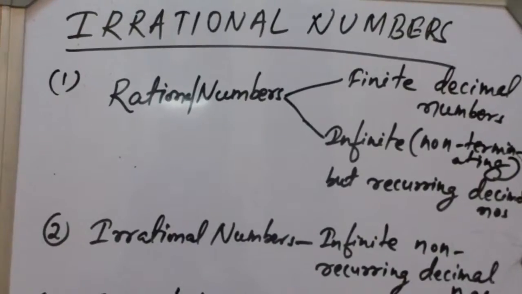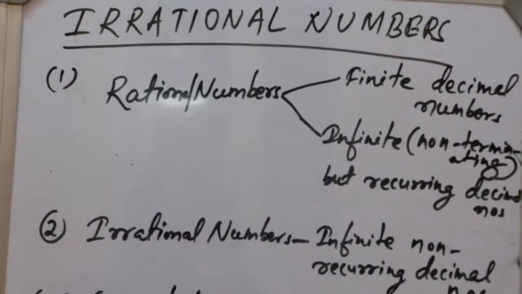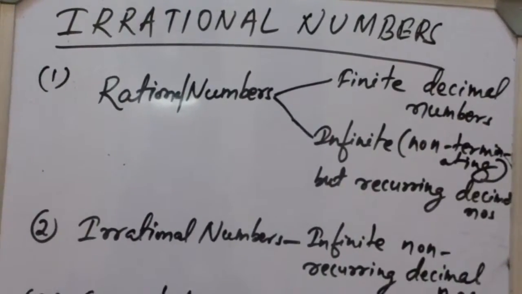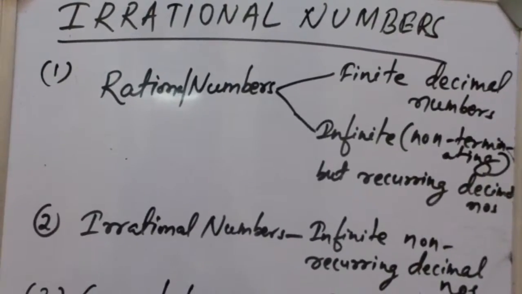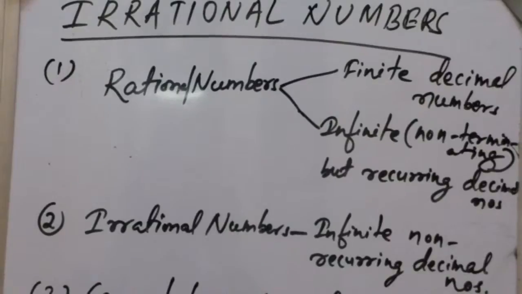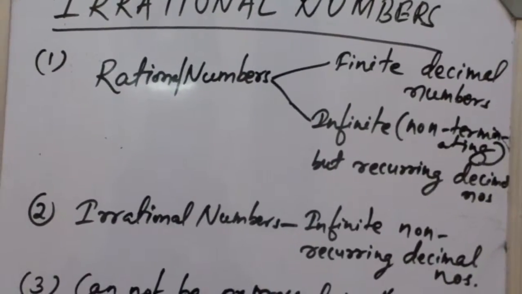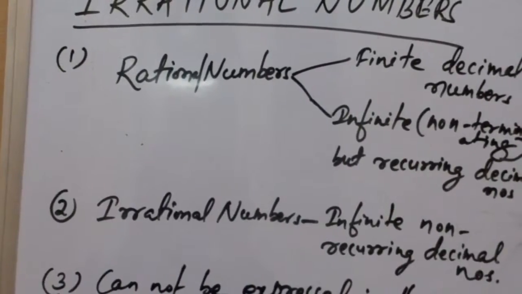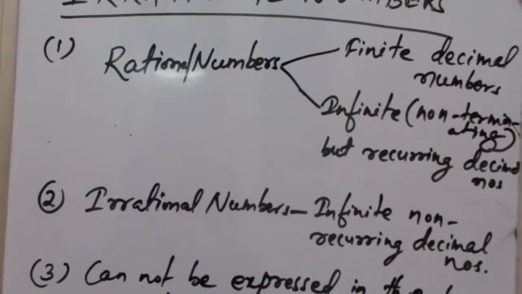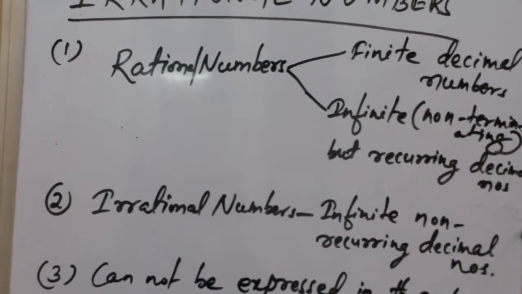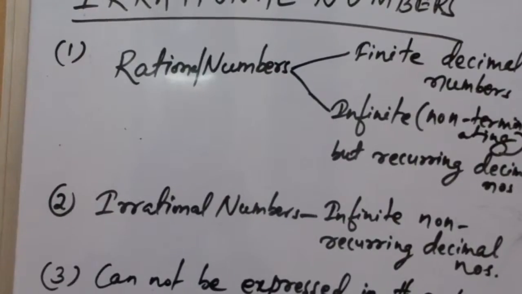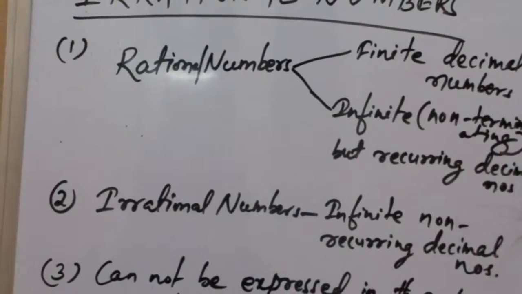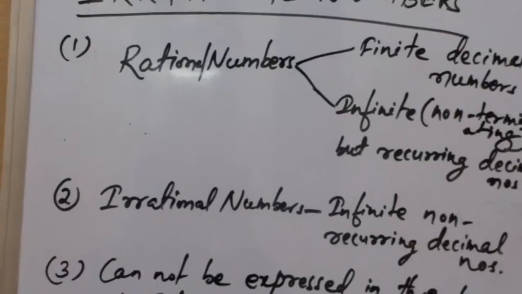As we discussed in the previous video, rational numbers are nothing but finite decimal numbers and also infinite but recurring decimal numbers. Finite decimal numbers, for example, as I have given already: 1.5, 4.2, 3.1 and so on. Similarly, infinite or non-terminating but recurring decimal numbers, such as 1.333 infinite times, where the value after the decimal point is 3 and 3 is repeating infinite times in a pattern.